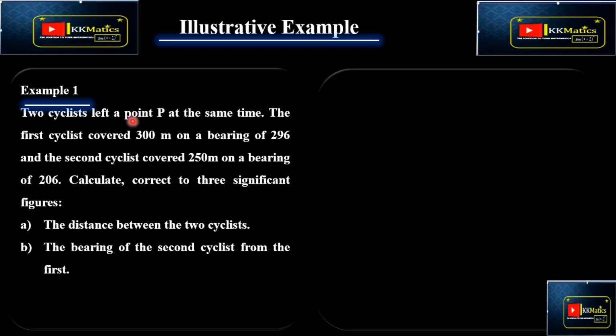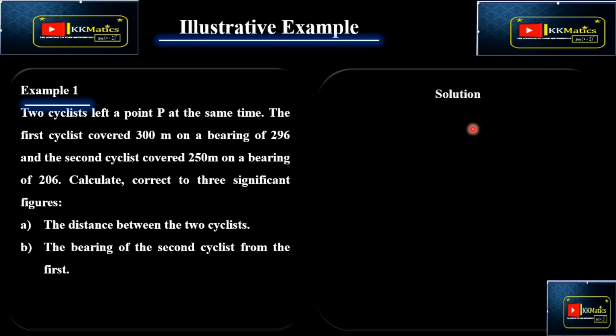Two cyclists left a point P at the same time. The first cyclist covered 300 meters on the bearing of 296 degrees, and the second cyclist covered 250 meters on the bearing of 206 degrees. Now calculate, correct to three significant figures: A. the distance between the two cyclists, and B. the bearing of the second cyclist from the first.